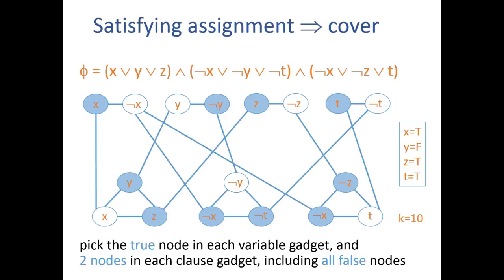Okay, now all edges that are incident on a blue node in a triangle, right? So those are covered because these nodes are selected. So everything that starts from a blue node is covered. So I only have to worry about things that start from a white node. Right? So I have to worry about edges like that. Right? So the unselected X.